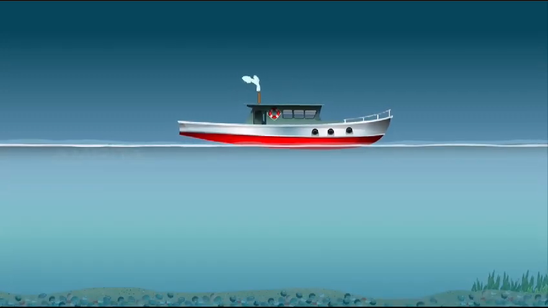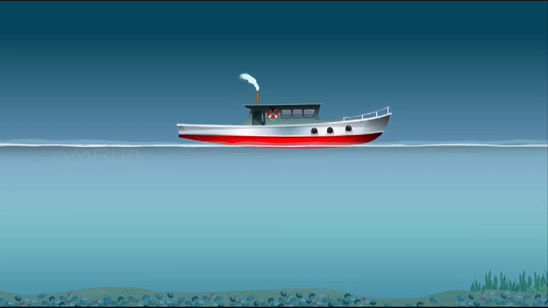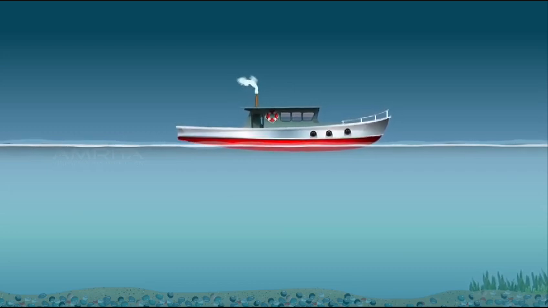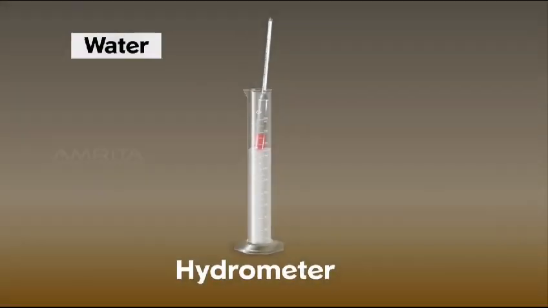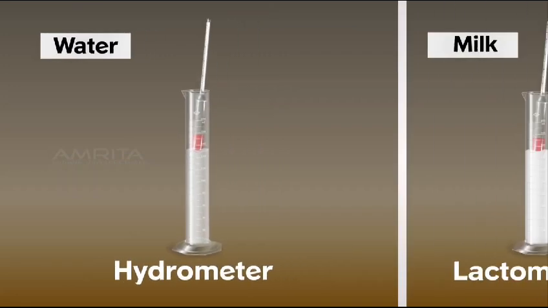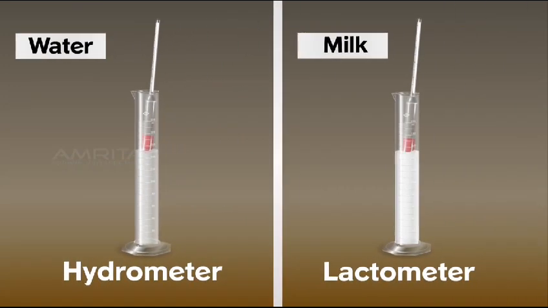Certain technologies today work based on the Archimedes principle. To name a few, the designing of ships and submarines, the hydrometer, which is used to find the specific gravity of liquid, and lactometers used to determine the purity of milk.